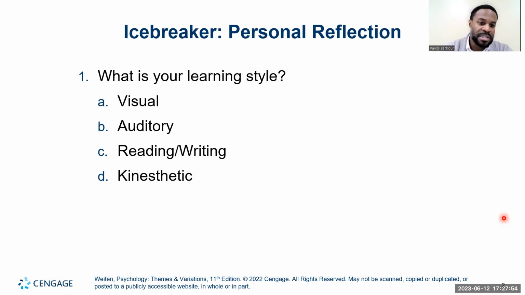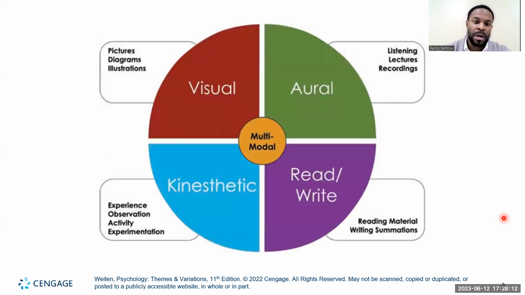And then the last one is kinesthetic. And kinesthetic is I need to be able to put my hands on it. I need to be able to experiment with it. I need an activity. I need some type of assignment where I'm able to have it demonstrated to me so that I can see it, put my hands on it, and work through it.